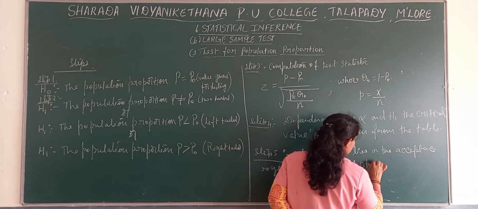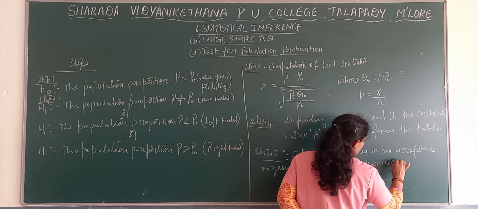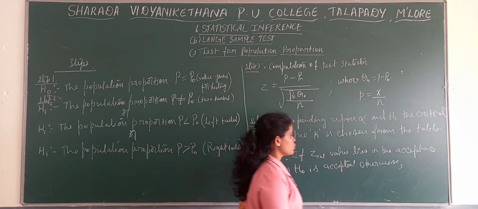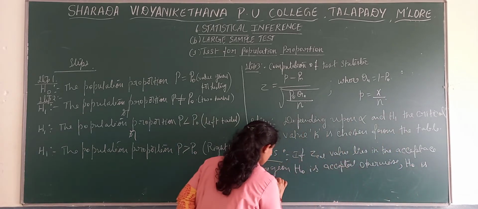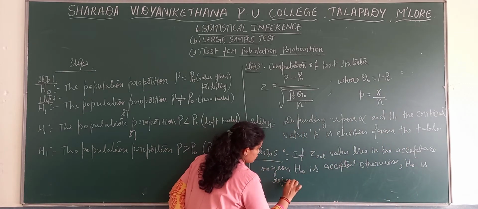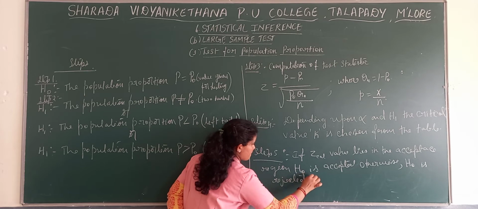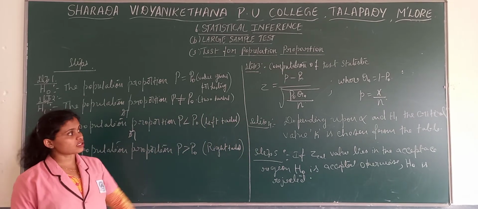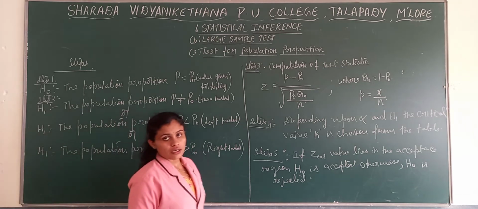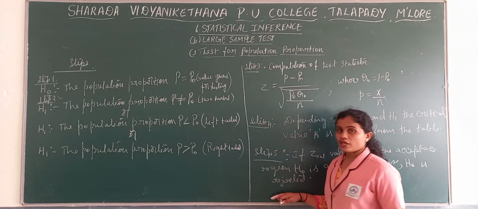Otherwise, the null hypothesis is rejected. Then this testing procedure may come for 5 marks. These steps will appear for 5 marks.